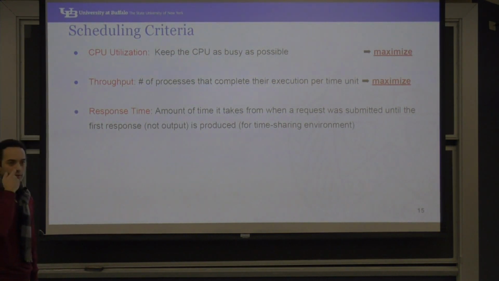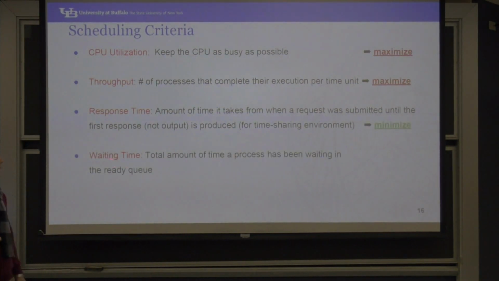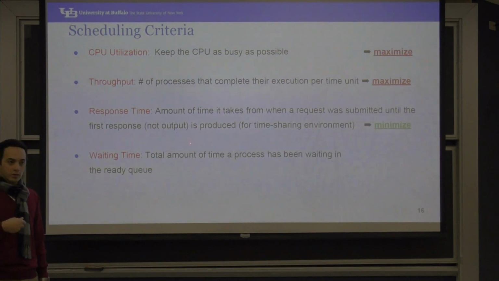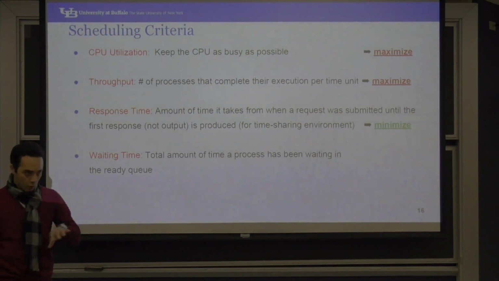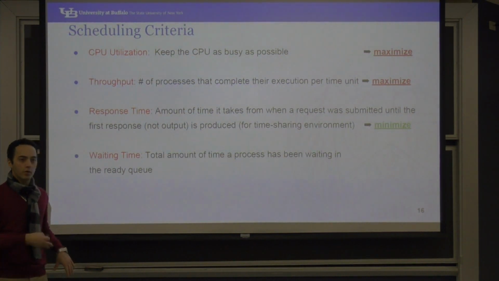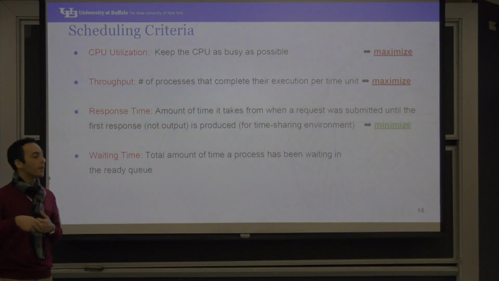It's better, like a CPU scheduler should not keep the other processes waiting, right? Waiting time is the total amount of time a process has been waiting in the ready queue. Not just the first response, but overall, because you get the first response, you do something, and then you go back to the ready list and wait for other processes, right? You have to get scheduled back in and then out, and then again in and out. All the times that you wait is called waiting time. You want to minimize this one too.